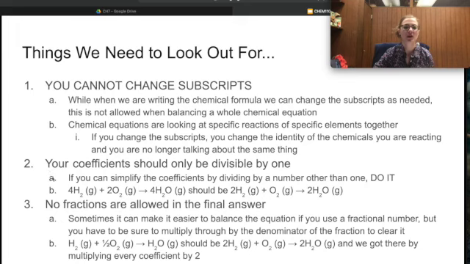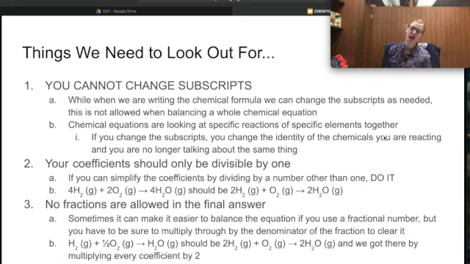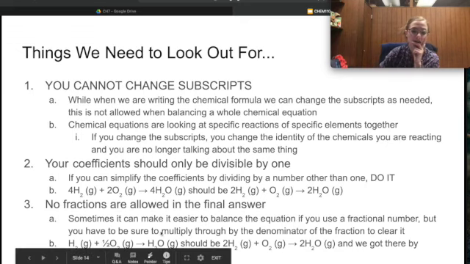So you don't want to leave unsimplified coefficients. You want to make sure they're the lowest numbers possible. And I mentioned this before, but I would like to point it out one last time. No fractions are allowed in the final answer. Sometimes along the way, it can make it easier to balance the equation if you use a fractional number. But if you choose to do this, you should be sure to multiply through by the denominator of the fraction to clear it out. So we may also write this equation like so.